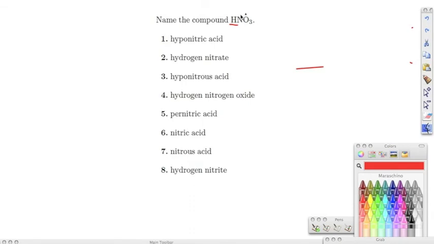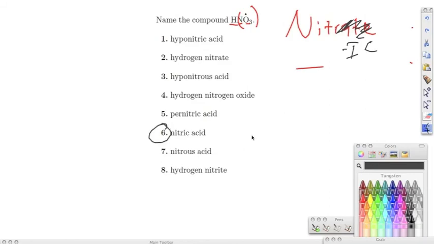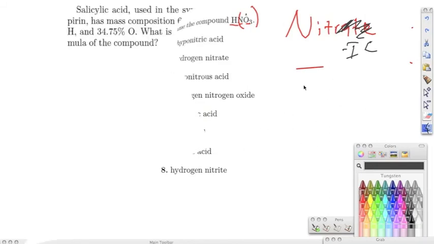But we see that we have hydrogen, nitrogen, oxygen. So that means everything after hydrogen is going to be a polyatomic, which we know that NO3, if we look on our chart, is going to be nitrate. And the rule for naming ternary acids: if it ends in -ate, we erase that, we put -ic and then acid. So this should be nitric acid, which we look down and we see, there it is, nitric acid. So number 6 would be the correct answer.